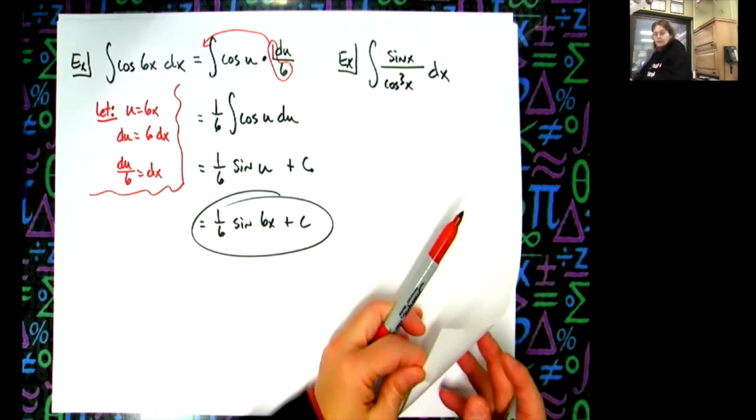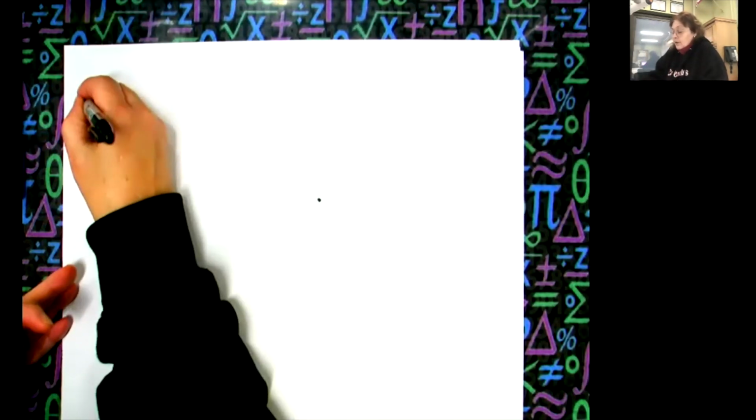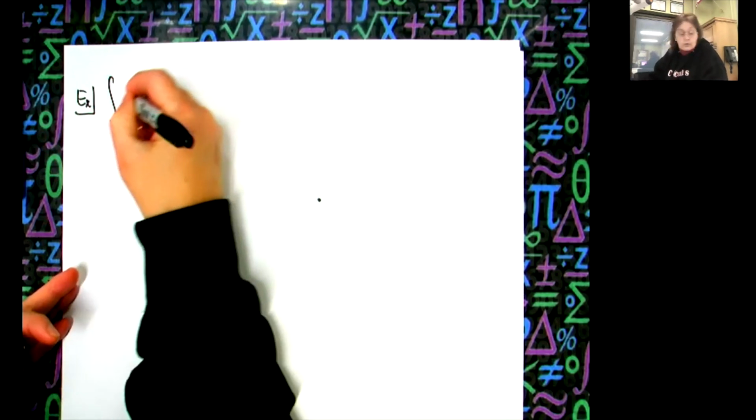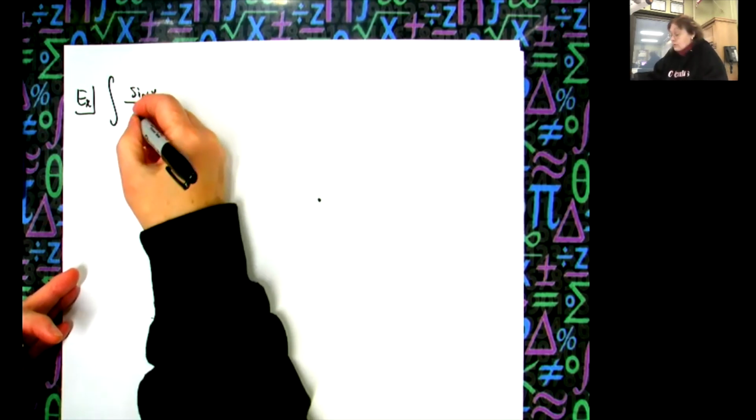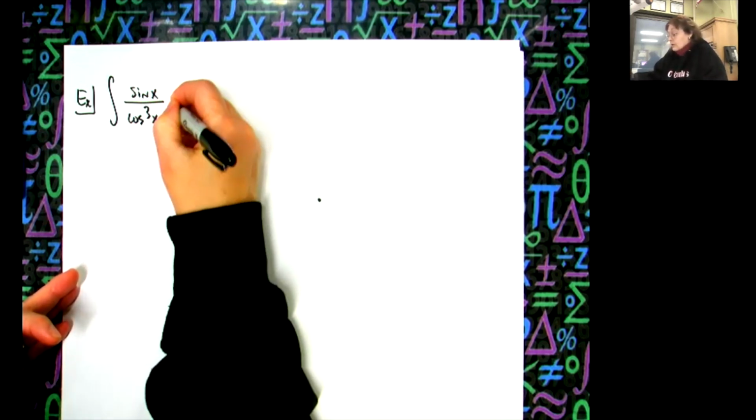If I'm going to do the whole thing, I'm going to rewrite it. And I got to looking at that, and that's harder than I thought it was going to be. So let's go integral. Well, what did I write down? I wrote down sine x. I wrote down cosine to the third x dx.